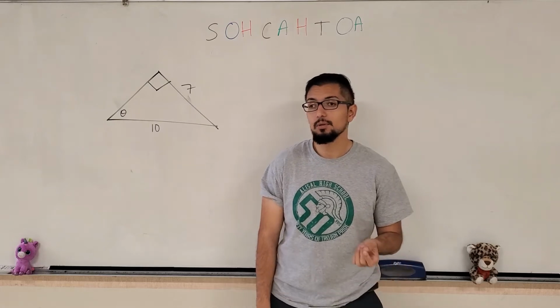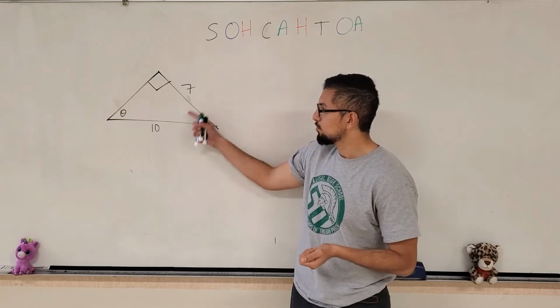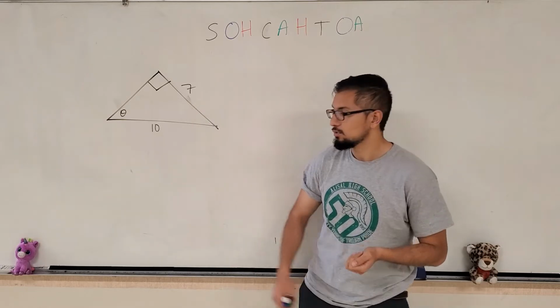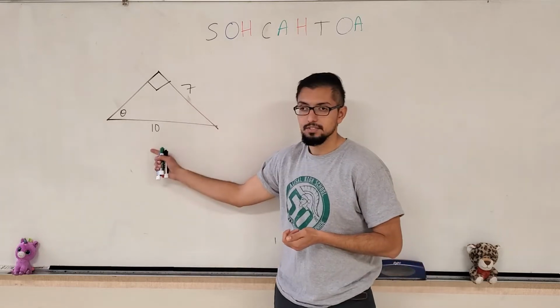Hello people, so today we're going to learn how to solve for a missing angle inside of a right triangle given two different sides. Alright, so we're going to try to solve for this angle right here, theta. And we know this side is 7 and this side is 10.